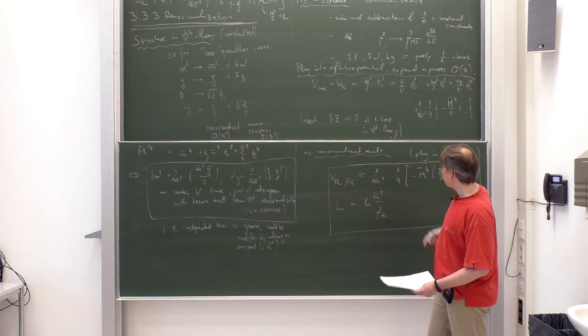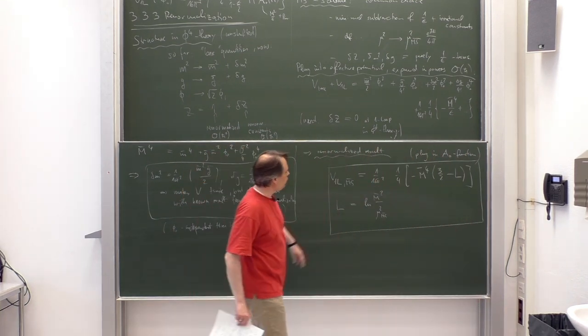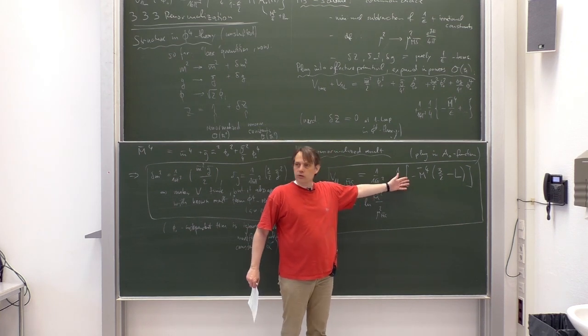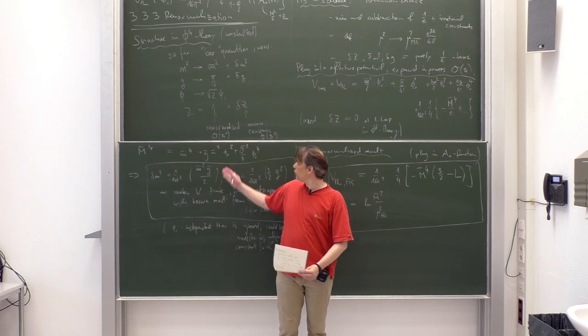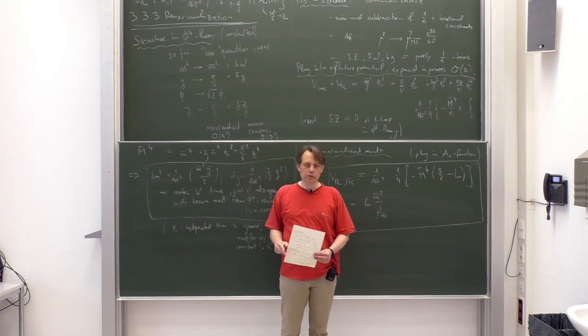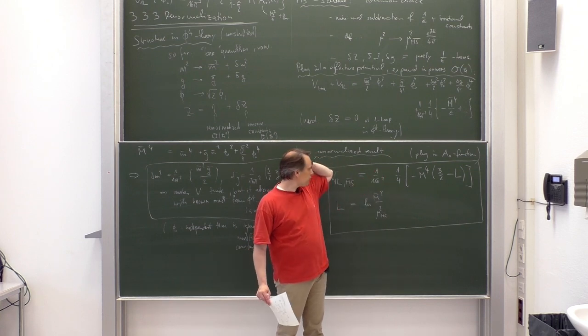Okay, and so here you see m bar to the 4 is given here. So it's a non-polynomial correction to the potential because there appears a logarithm of the m bar square, and m bar in turn depends on phi square and phi to the 4. So we have a non-polynomial result for the potential.